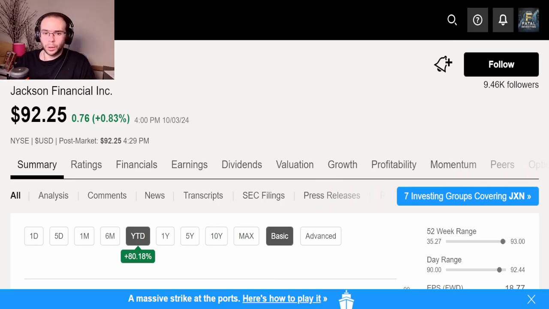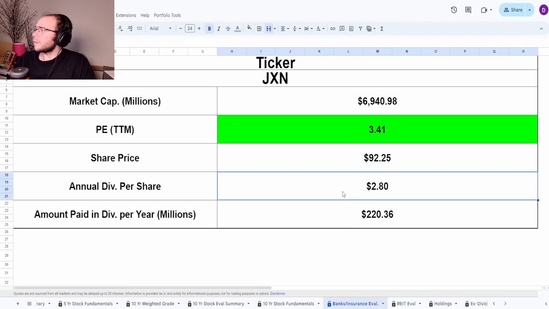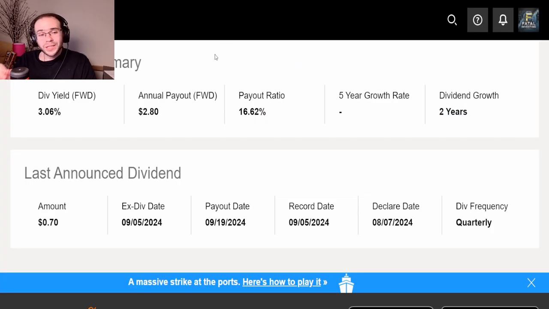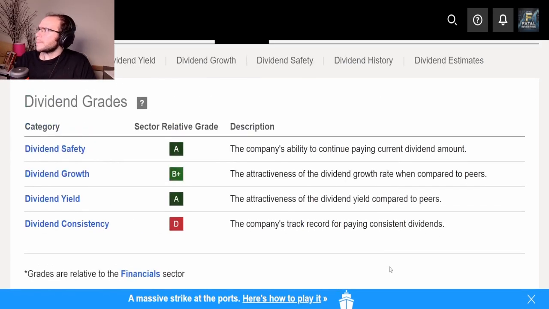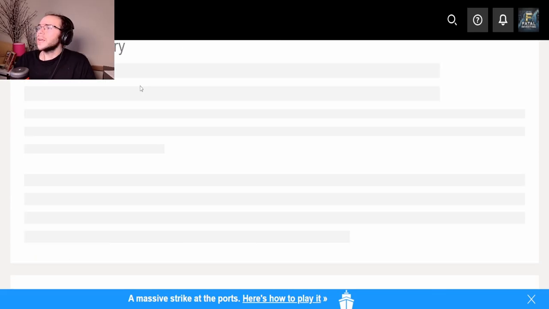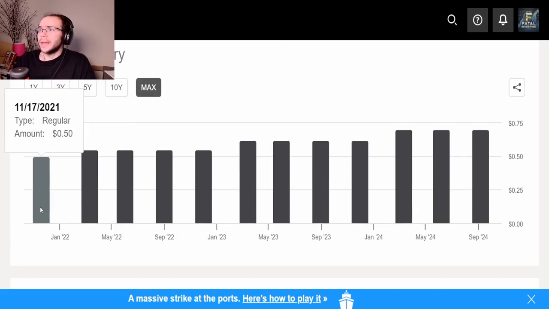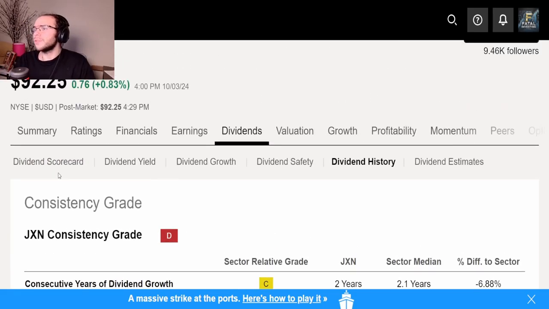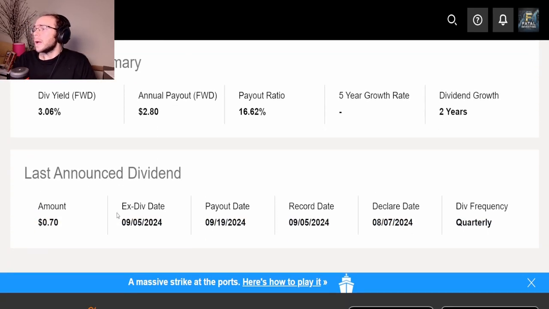As of close, I just showed you guys, $92.25. Now, they do pay the dividend of $2.80, which is a yield, it's actually a pretty big yield, 3.06%, a payout ratio, a really good payout ratio, 16.62, no five-year CAGR, two consecutive years of dividend payment. Now, if you take a look at this dividend history and we figure out why they don't have any CAGR, it's because of the fact that they just started paying this dividend in 2021. So that's very, very reasonable as to why they don't have a CAGR. Ex-dividend date passed as of September 5th. Payout date was September 19th, and they do pay their dividends quarterly.